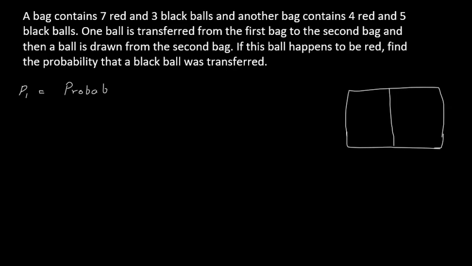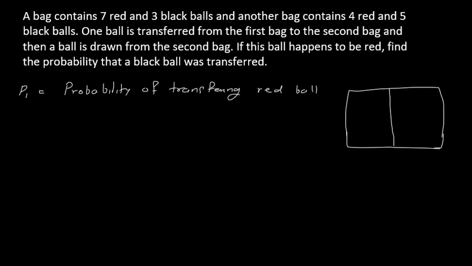So we have to find the probability of transferring of the black ball. So what we will do, we will divide the sample space in two parts. One is that a black ball is transferred, and second is that a red ball is transferred. Okay, so P1 will be the probability of transferring a black ball, and P2 the probability of transferring a red ball.